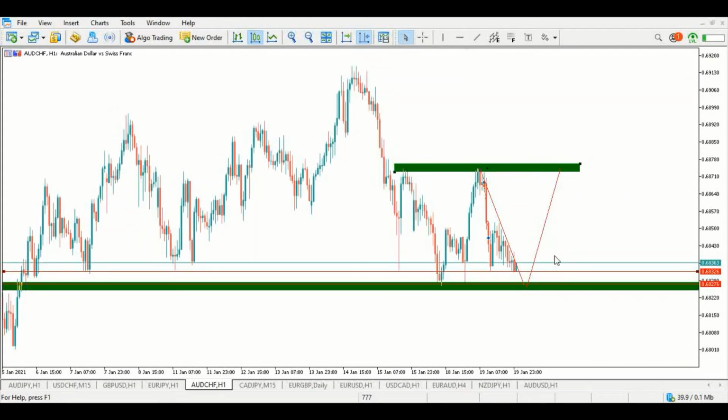It can find some support and just move to the upside, but I'll be patient. I'll wait for the early hours and see the price action right on that level area. And if I get maybe engulfing candlestick patterns or some nice rejection candlestick patterns, then I will be looking for a trade to the upside. Okay, so moving on to the next pair.